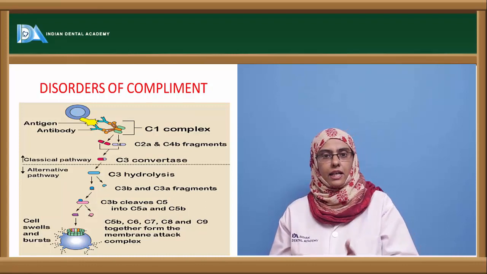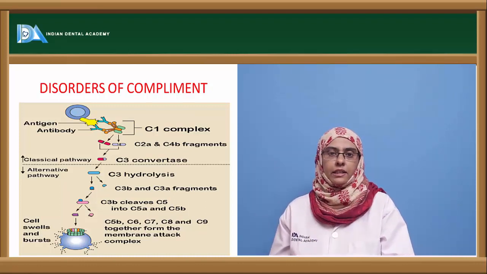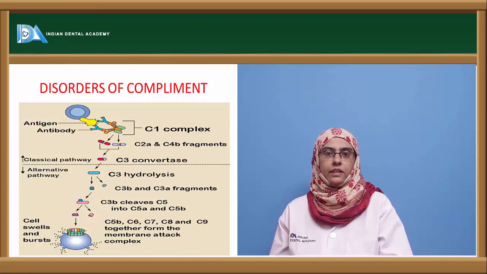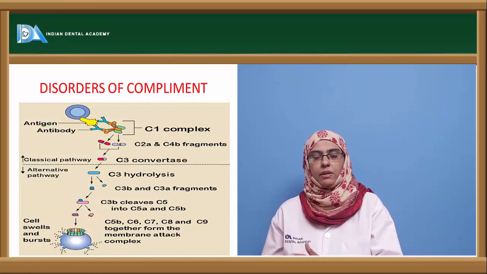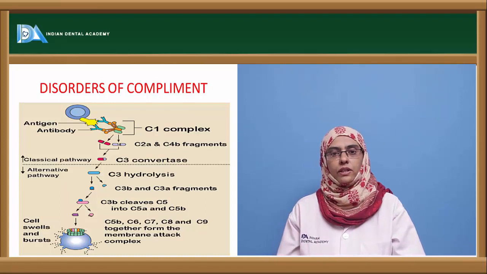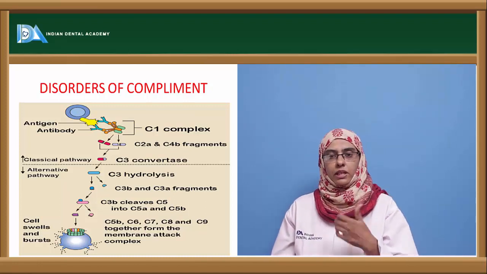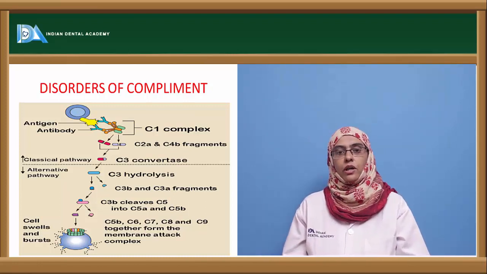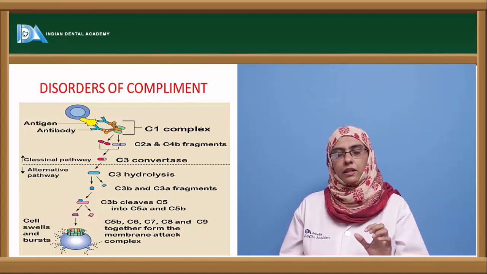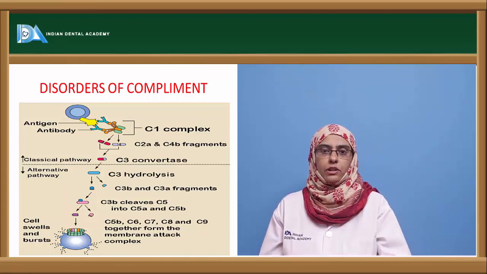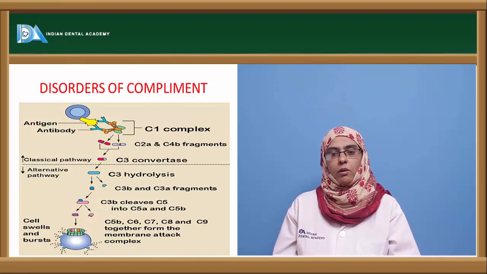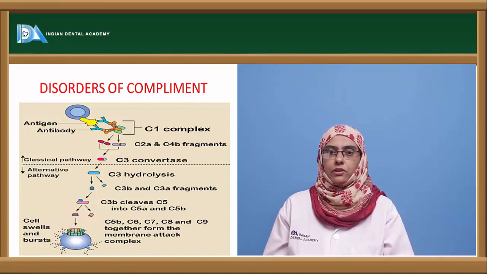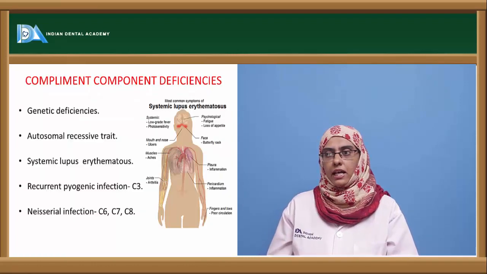They work in the classical or the lectin pathway to get activated to ultimately form a membrane attack complex, and this membrane attack complex can cause the lysis of the bacteria in combination with the antibody. So complement is nothing but it complements the activity of the antibody to cause the lysis of the bacteria. So any deficiency in the complement protein can inhibit the lysis of the bacteria along with the antibody.